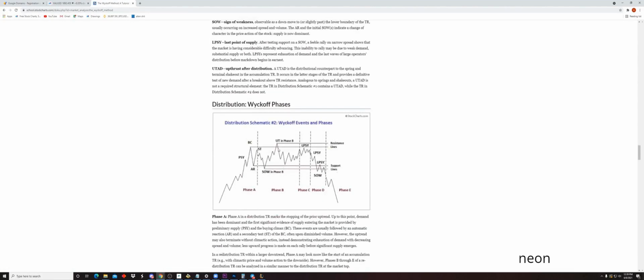Kind of the same as this as well. Maybe you have a UT, so this is a type 2, a UT, right? It comes to test it while breaking structure, so this is like an LPSY test, and then when it actually breaks the AR and sign of weakness, it never makes a move back up into those test zones.